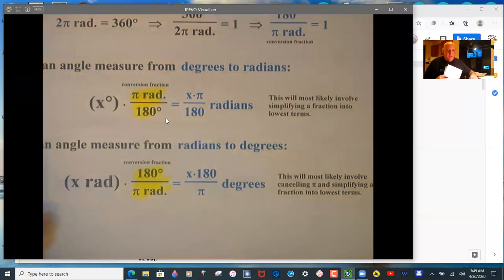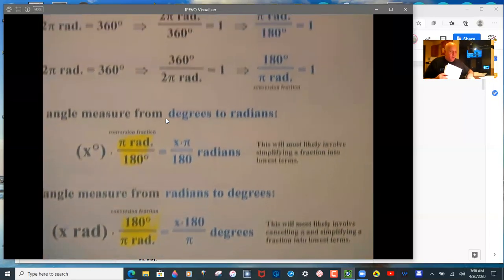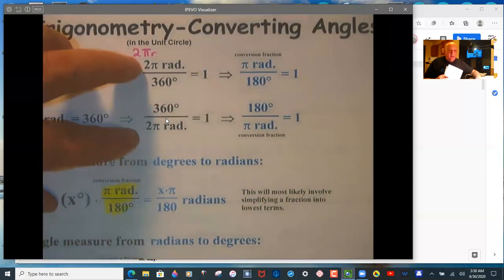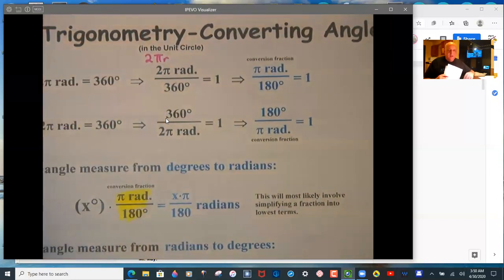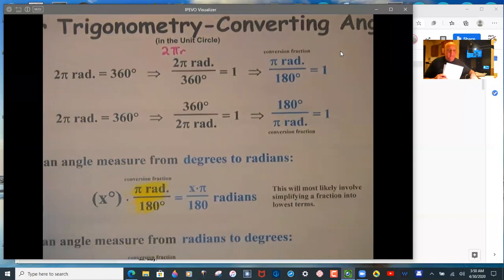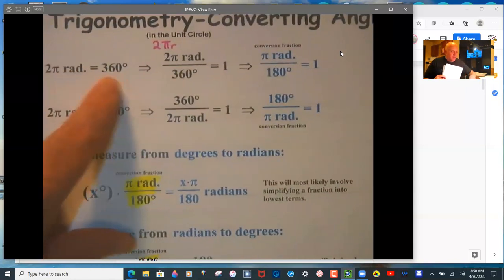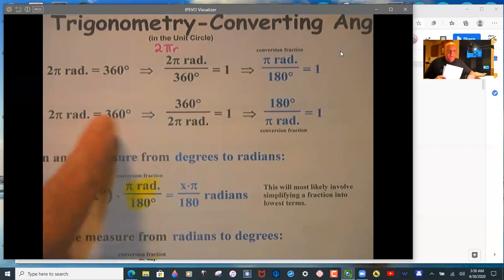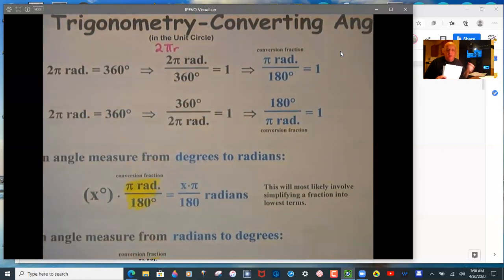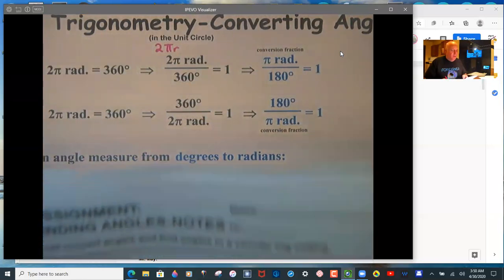And these are just the results, but you'll see how it works. Why is it these things? Because the conversion factor is obtained by dividing both sides of this by 360 or both sides of this by 2 pi, and it equals 1 when you do that. So that's the conversion factor, or fraction, that we use to do this.